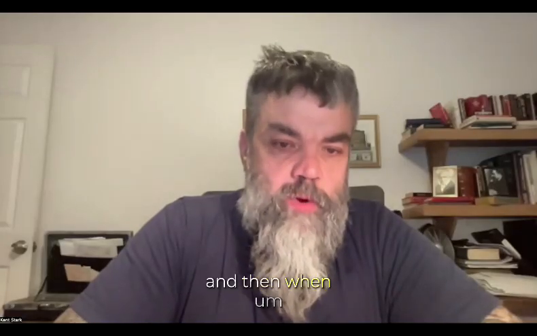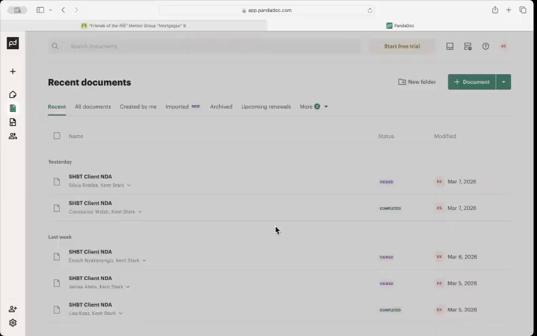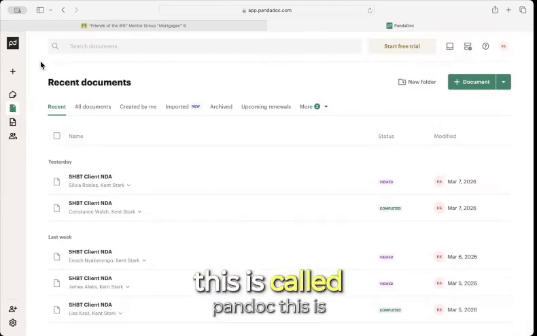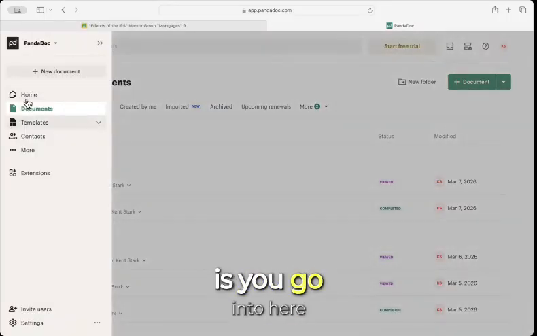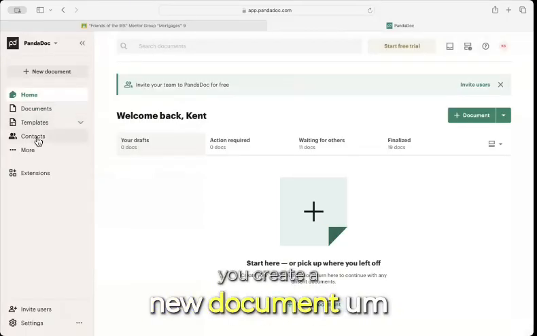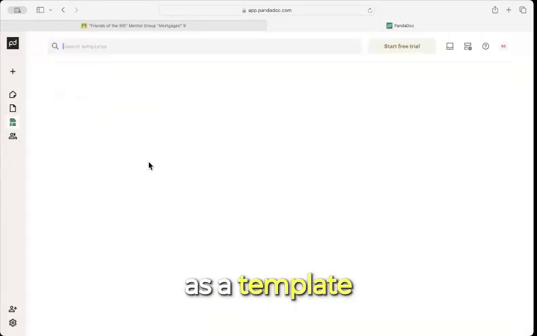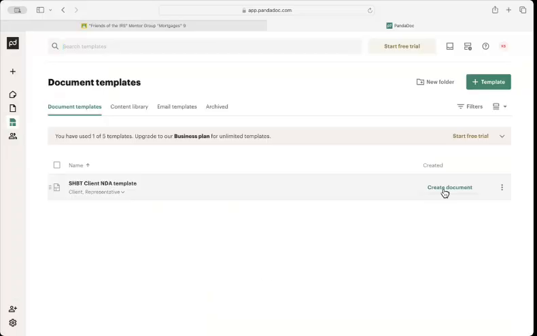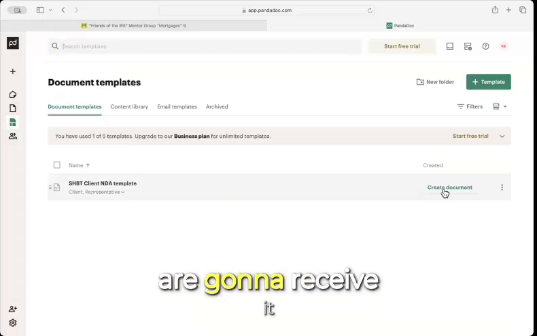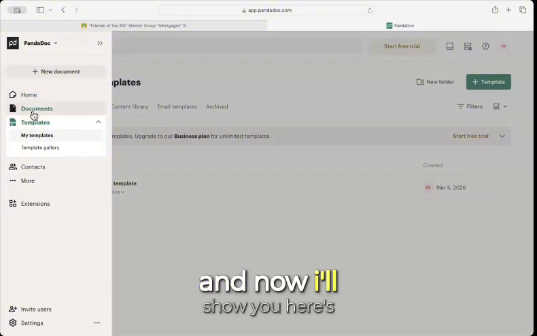And then when I had you guys sign it, this is the program I use. This is called Pandoc. This is one of like 100 programs that will do this. Basically, you go in here, create a new document, and then set it up as a template. So this document is a template, right? Then you go create document, add the people that are going to receive it, and then you send it.